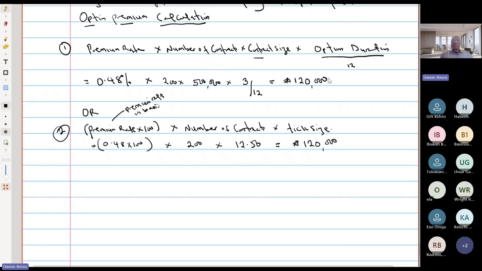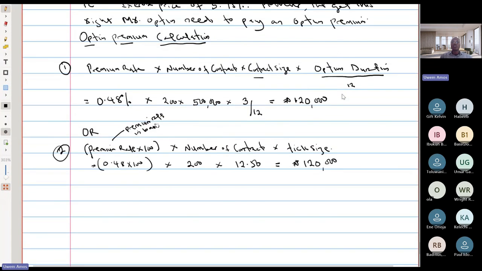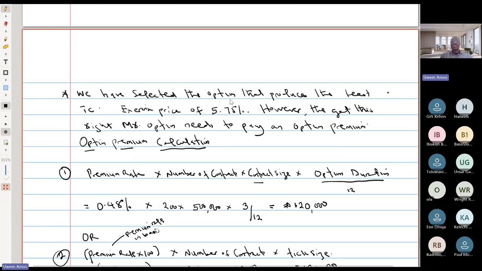Now, Mr. Bighart would pay this 120,000, and that will give Mr. Bighart the right, but not the obligation, to borrow at 5.75%. Once Mr. Bighart pays this 120,000, it's a sunk cost. They can't recover it. If by December the interest rate in the market is say 3%, and they decide they don't want to go ahead, all they will lose is this 120K, because they can't recover it.